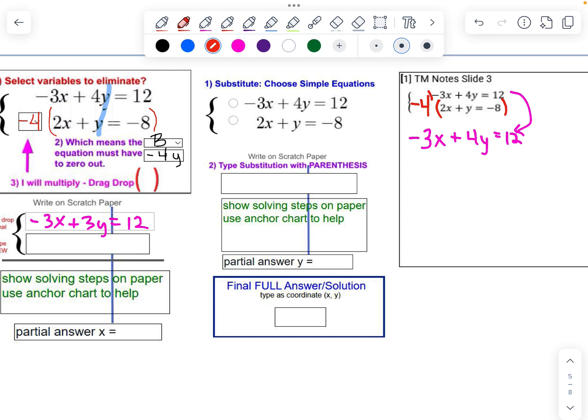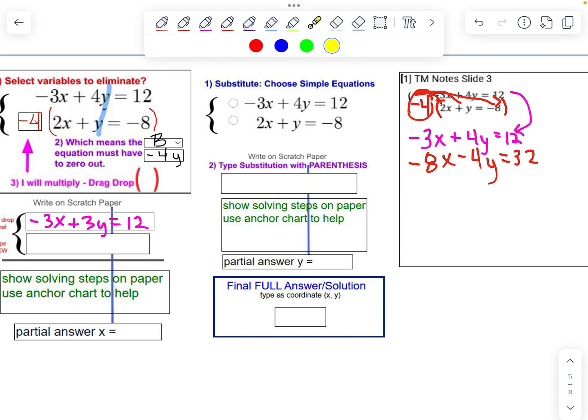But now on your paper, you are showing the distributive property for that new equation. So that is -8x. The next multiplication is -4y. Equal sign, the very next multiplication is +32, right? So this right here gets typed here. Type that in, hit check my answer, make sure that you're on the right track.